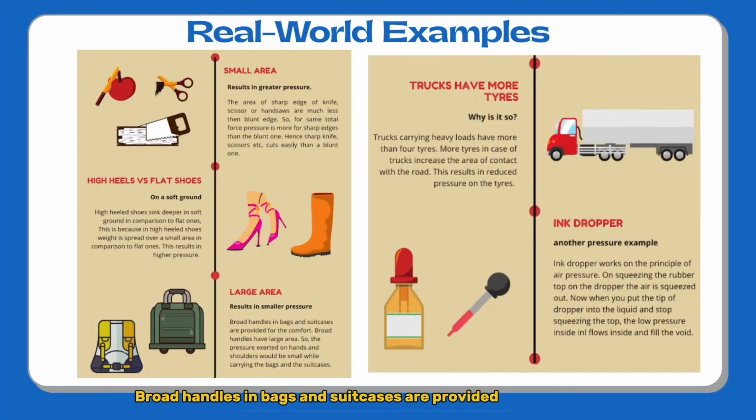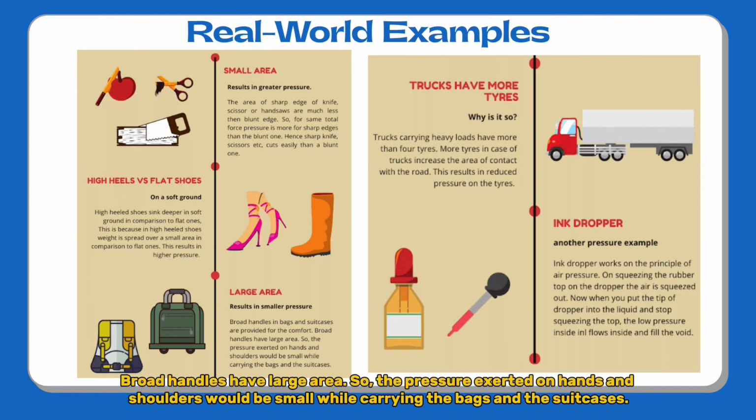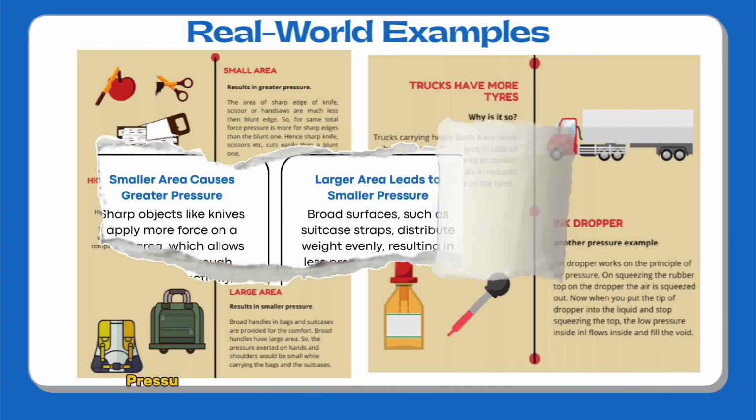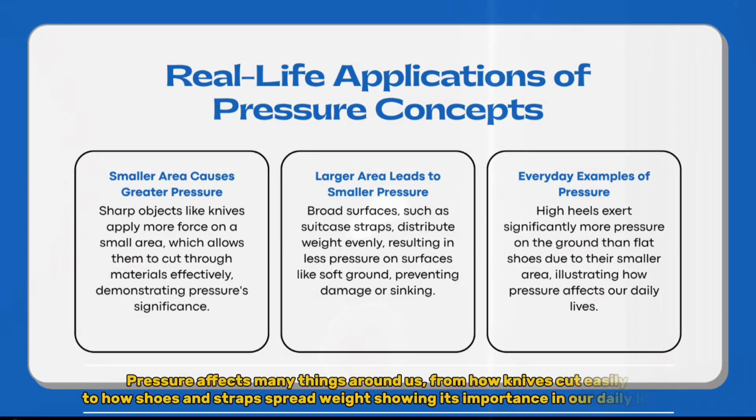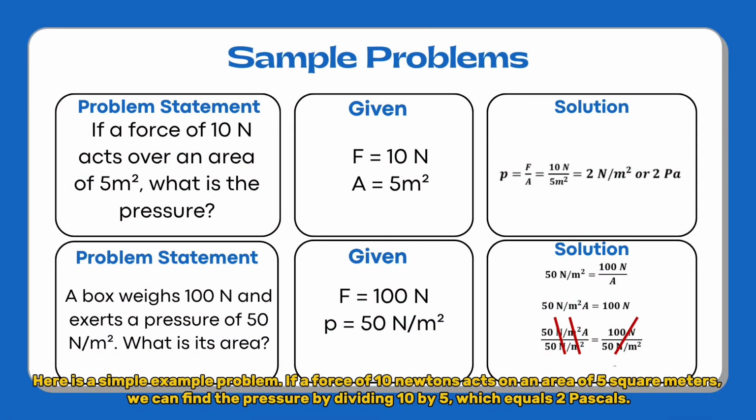A dull knife has a wider edge, so it creates less pressure and it becomes harder to cut. Broad handles on bags and suitcases are provided for comfort. Broad handles have a large area, so the pressure exerted on hands and shoulders is small while carrying the bags and the suitcases. Pressure affects many things around us, from how knives cut easily to how shoes and straps spread weight, showing its importance in our daily lives. Here is a simple example problem. If a force of 10 newtons acts on an area of 5 square meters, we can find the pressure by dividing 10 by 5, which equals 2 pascals.